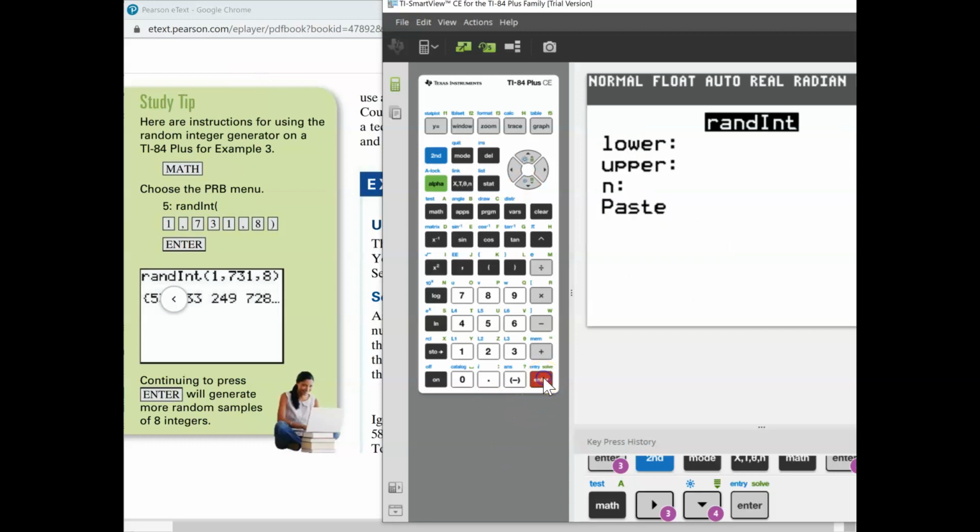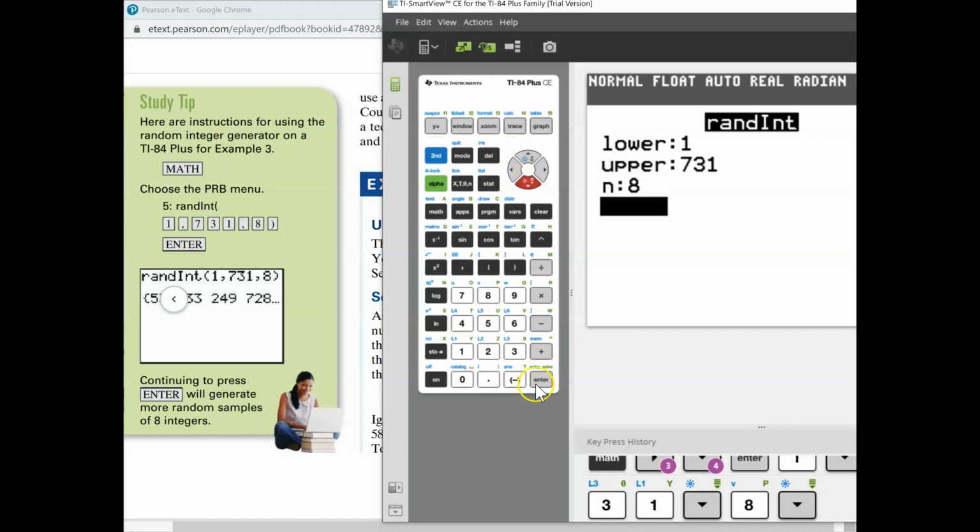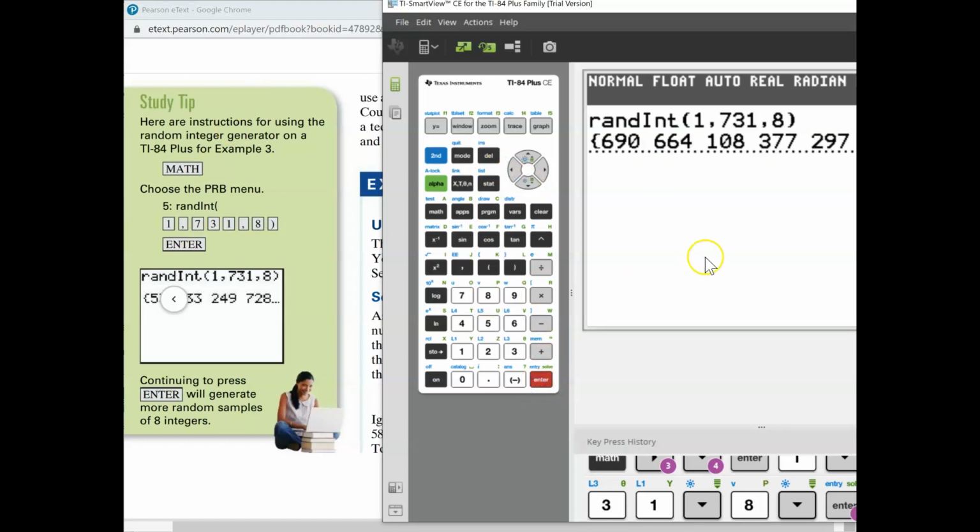Click Enter. And then it wants a lower limit. Let's let 1 be the lower limit. Let's let 731 be the upper limit. And then N is how many do we want in our sample. Let's say we wanted 8 in our sample, which is what this study tip on the side of the textbook over here is telling you to do. And then we click Paste. And that gives us 8 different numbers that can be used randomly for this sample.